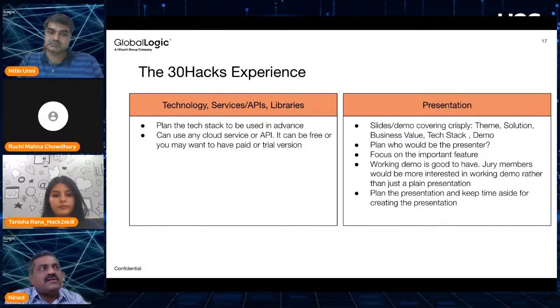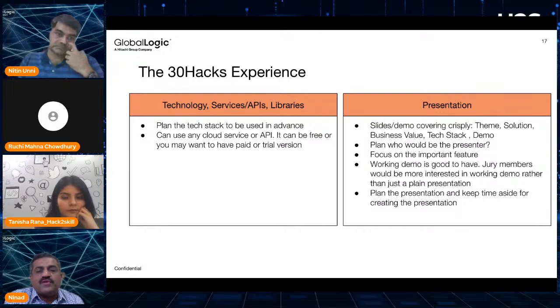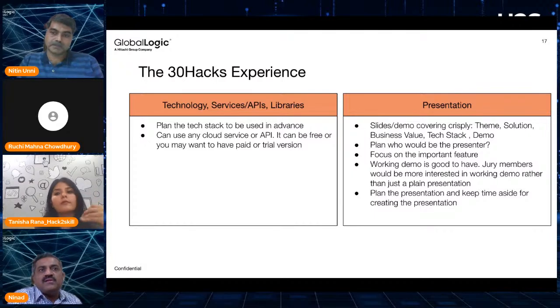Who should be the presenter, right? Obviously we want everyone to present, but practically we know everyone may not be a good orator or a good speaker. So identify the strengths of individuals. Everyone has to contribute for sure, so plan accordingly. Focus on the important features. Don't waste time explaining most of the ideas. You have to plan where to put more stress, because if out of 5 minutes you are just explaining the idea and then there is no demo, that will not work out.